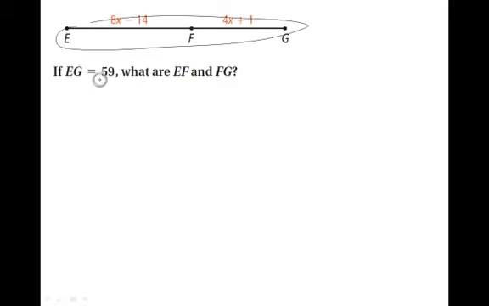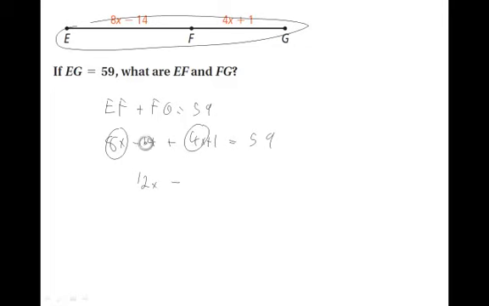They tell us EG is 59. So here's what I have. I know that EF plus FG is 59. So I'm going to write 8x minus 14, that's EF, plus 4x plus 1 equals 59. And so I'm going to combine like terms. Just a little bit of algebra, combine these expressions. 12x minus, all right, negative 14, positive 1 is negative 13 equals 59. Add 13 on both sides.